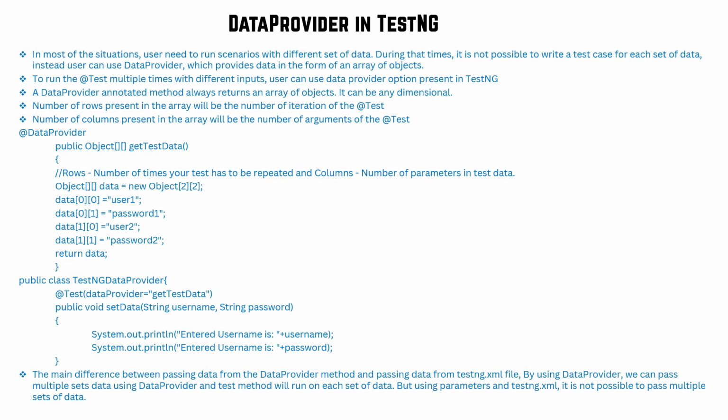So the main difference between passing data from the data provider method and passing data from the TestNG XML file is that by using a data provider, the user can pass multiple sets of data, and the test method will run for each set of data.